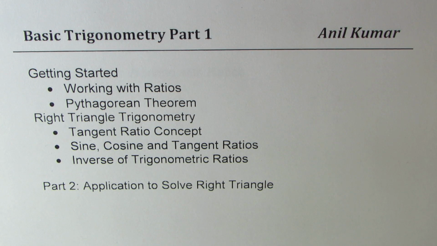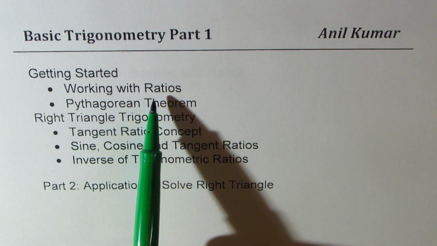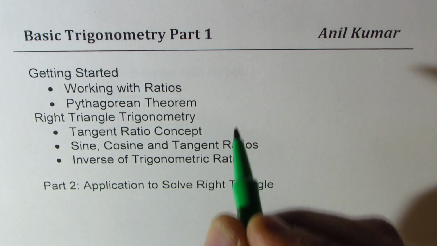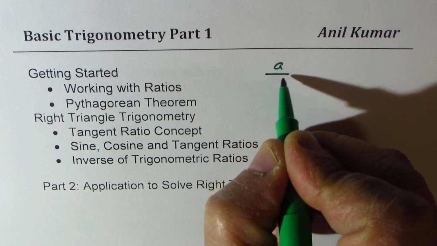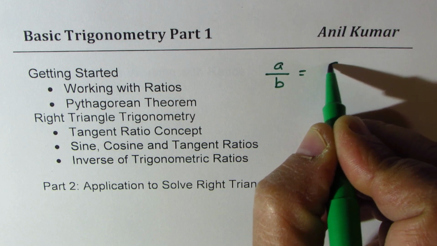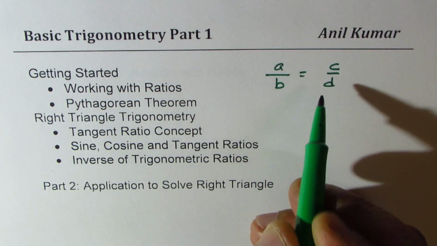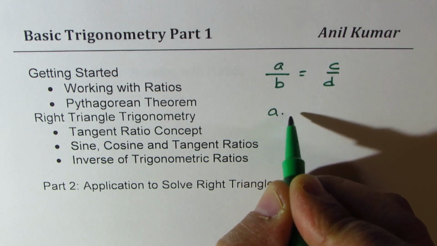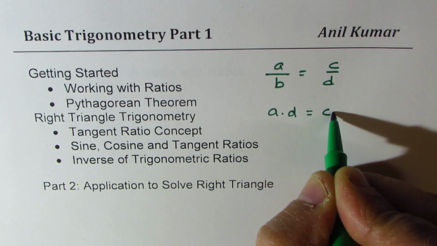To get started, you should be very clear about how to solve equations involving ratios, that is to say, something of this form, a over b equals c over d. To solve this equation, we have to cross multiply, right? So a times d equals c times b.